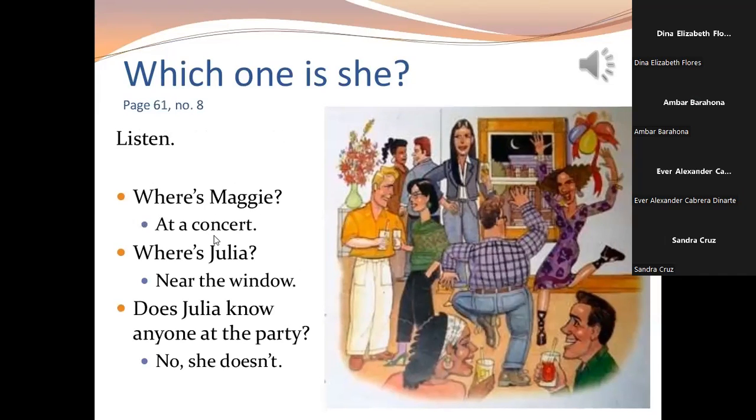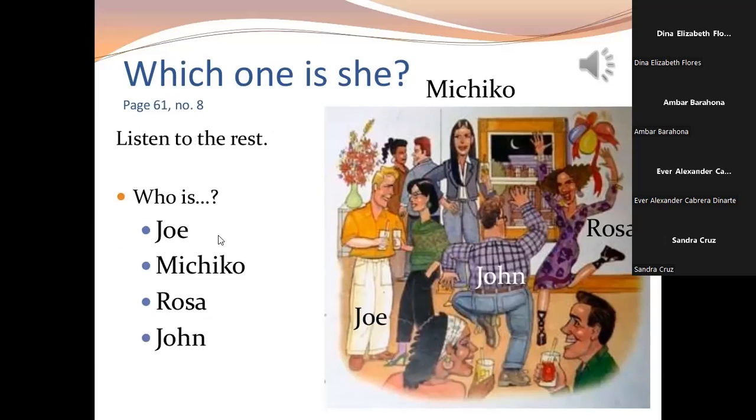Now, let's see. We have these questions, guys. Remember, where is Maggie at the concert? Where is Julia near to the window? Does Julia know anyone at the party? No, she doesn't. So, guys, we have this one. You remember? Who is Joe? I can say Joe is the man wearing a yellow shirt. Now, let me ask some of you for the rest of the characters.